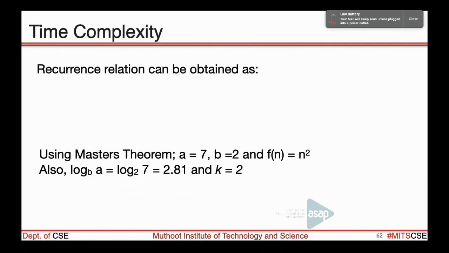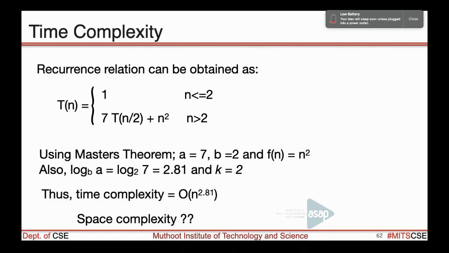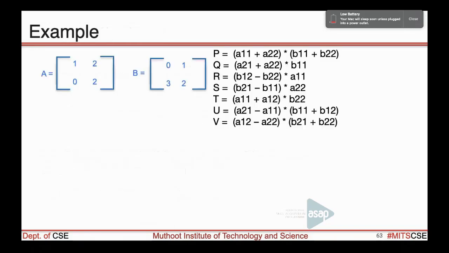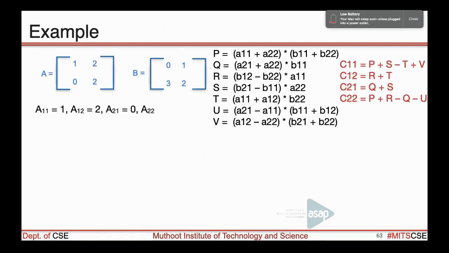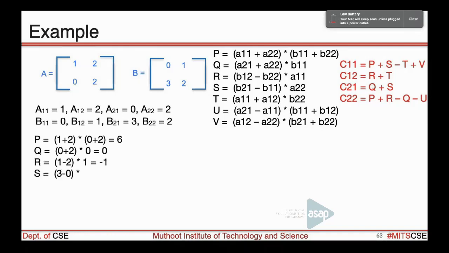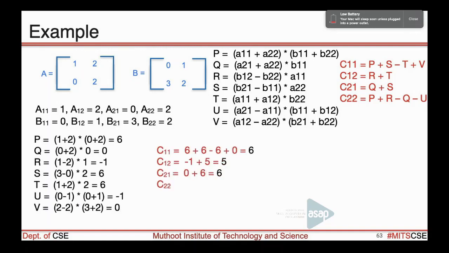So what about the space complexity? Yes, we need to have extra pointers to store items, so space complexity is increased. We can see an example over here. We are writing what A11, A12, B12, B11, etc. are. You are finding P, Q, R, S, T, U and V, and you are finding C11, C12, C21 and C22 directly from the formulas, and you are finding the final answer. So that's about Strassen's multiplication.